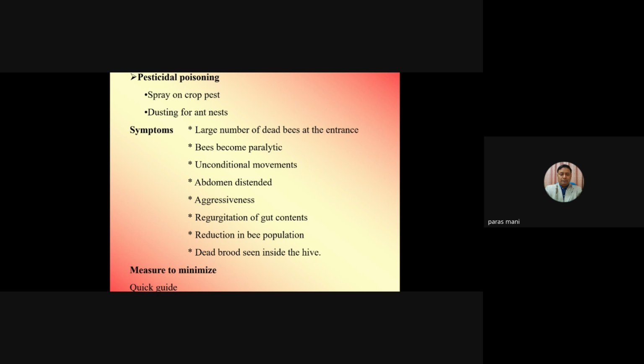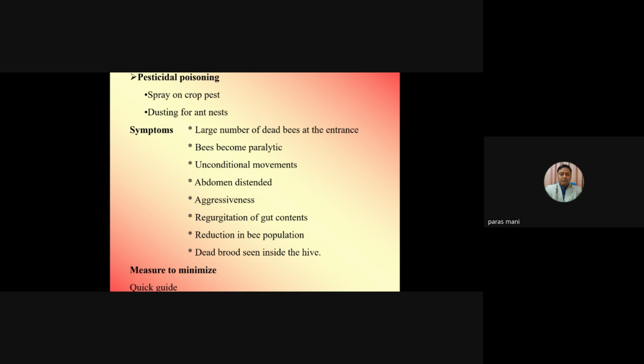Abdomen distended, that is, it will not be straight. The abdomen will not be held in the right position. It will hang along with gravity, or to one side. Aggressiveness: bees become more aggressive, and stinging behavior is also observed in mild conditions. In mild insecticide, that is pesticidal poisoning, if no other biological reactions happen, bees will still be very aggressive with very slight poisoning.